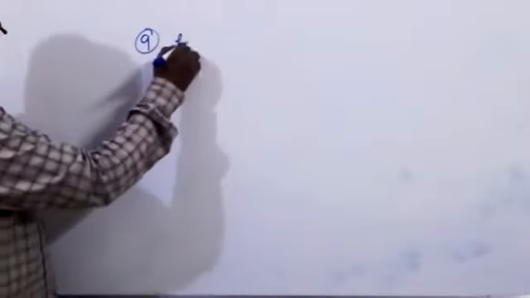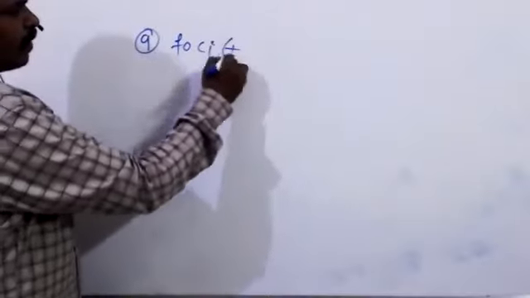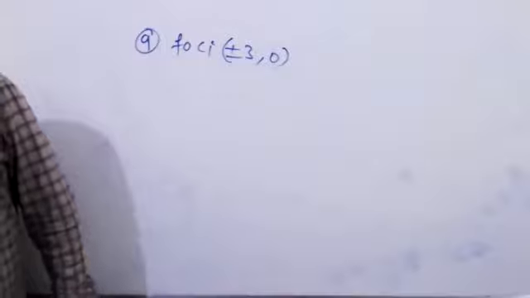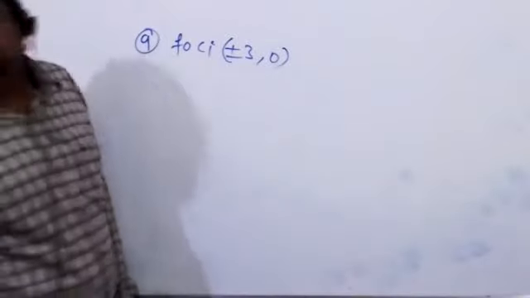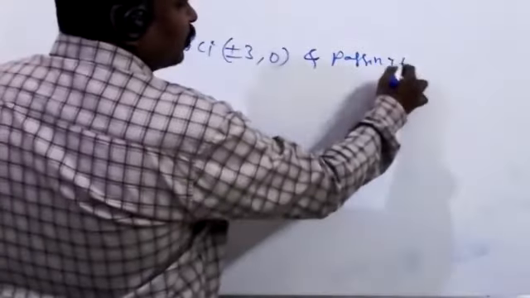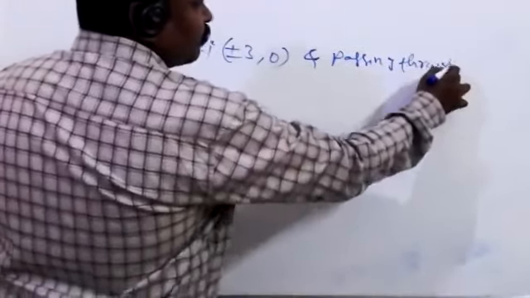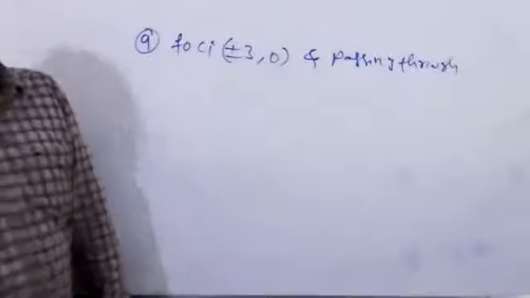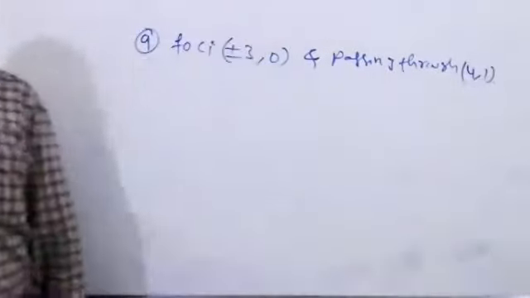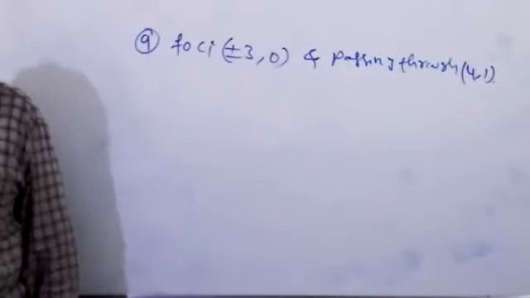Ninth one. Foci plus or minus 3 comma 0, and passing through 4 comma 1.